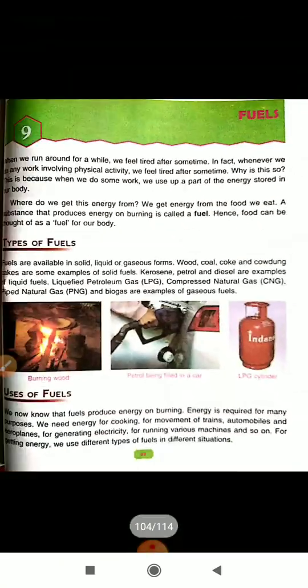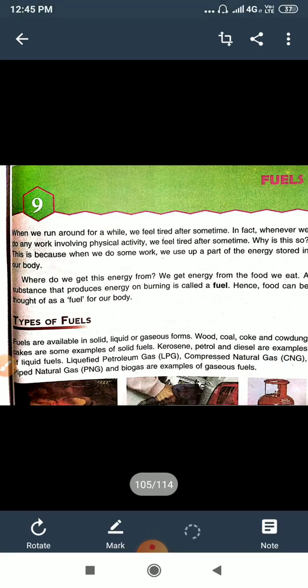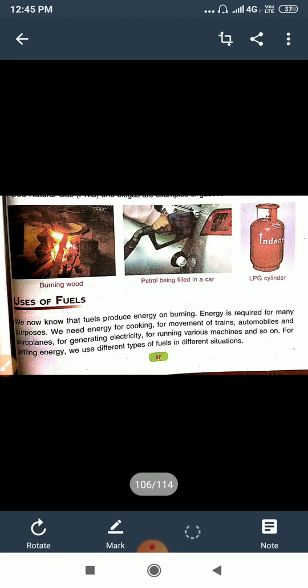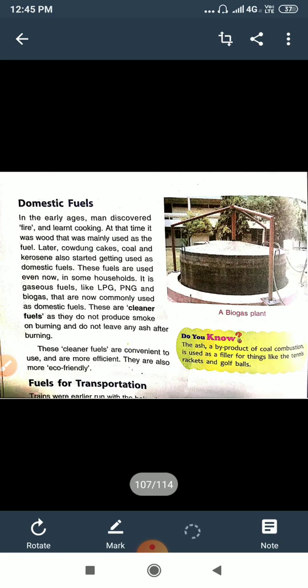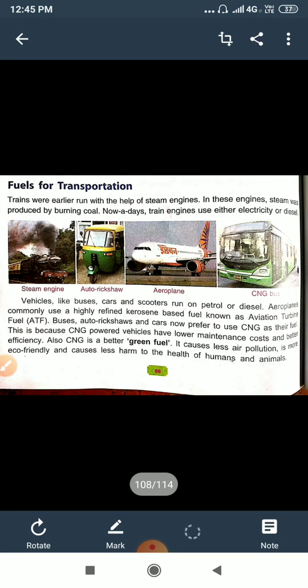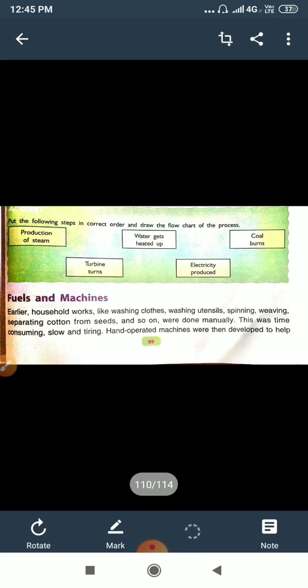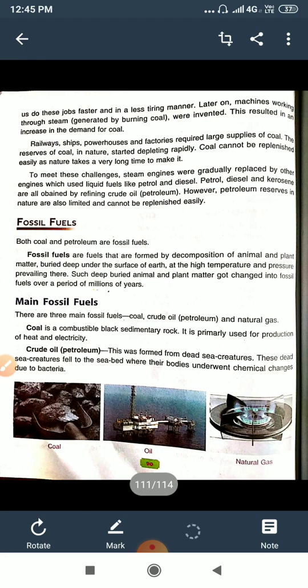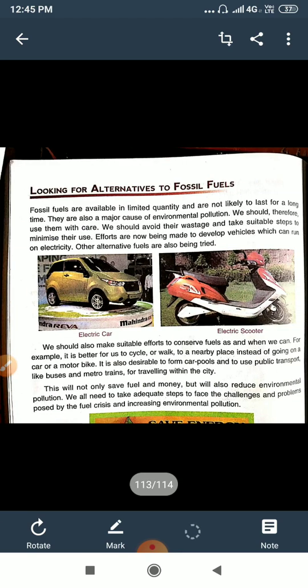In this chapter you have to read types of the fuels, uses of the fuels, domestic fuels, fuels for transportation, fuels for generating electricity, and fuels for machines, fossil fuels, and then the last topic is looking for alternatives to fossil fuels.